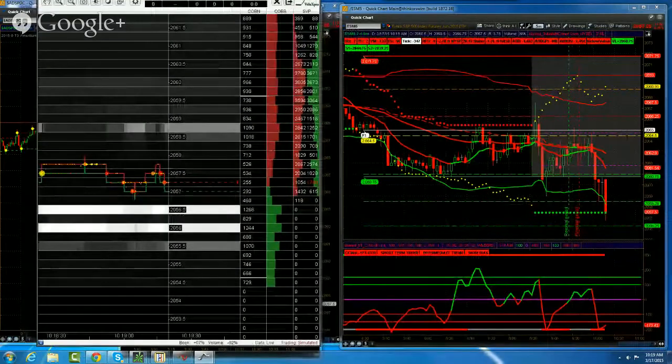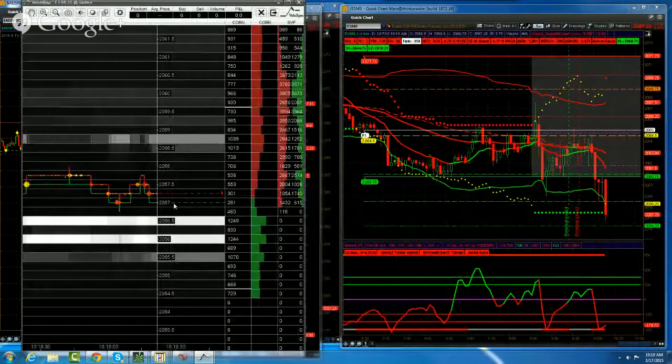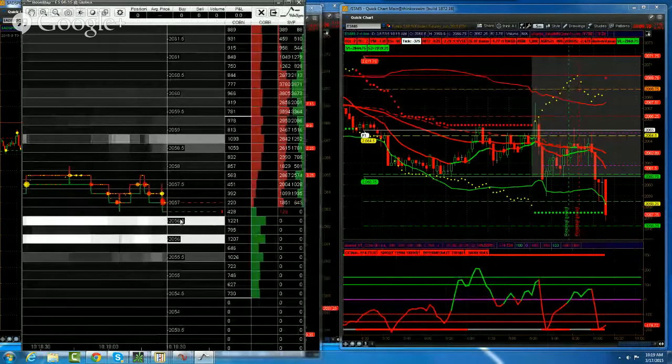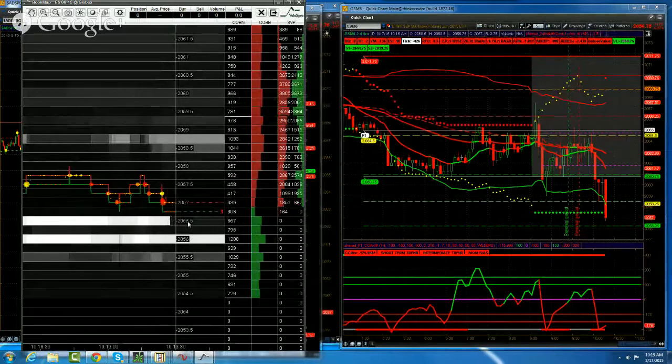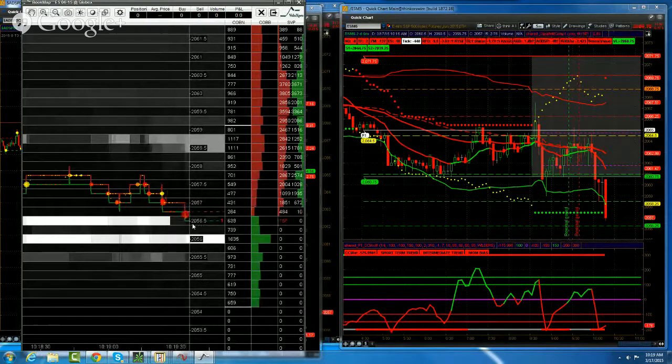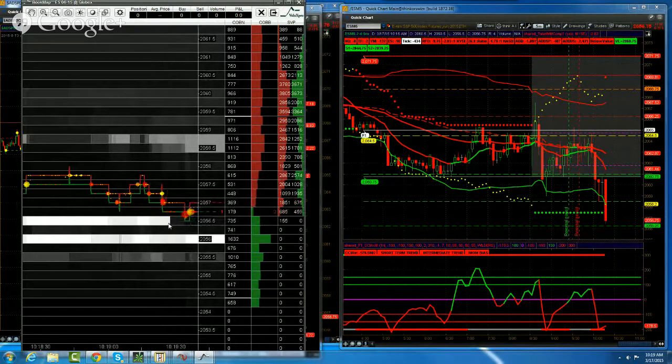If I was short, and I was short multiple contracts, I'd be looking at whether this is a target. Now you can see they're canceling this. They're pulling there. A lot of them, half of those orders got canceled. That's why the white went away. These guys are still there.